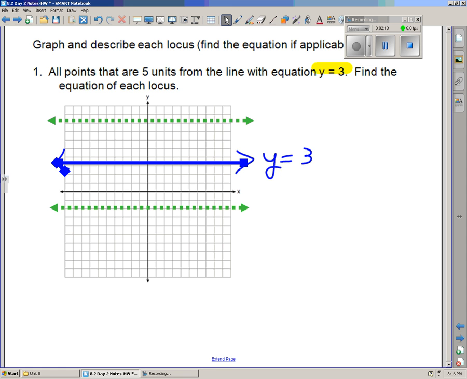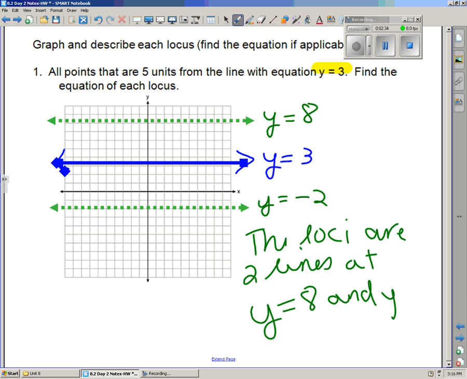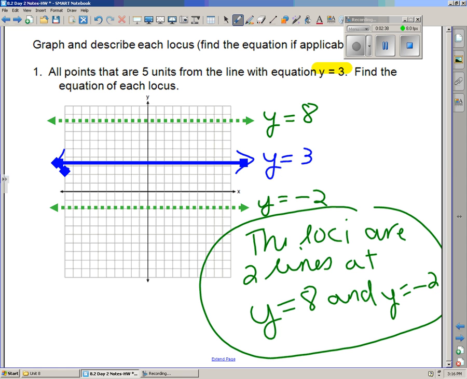Well, these guys have equations also. They are also horizontal lines. The equation up here would be y equals 8. The equation down here would be y equals -2. So the loci are 2 lines at y equals 8 and y equals -2. We've sketched it, we've labeled them, we've described them.